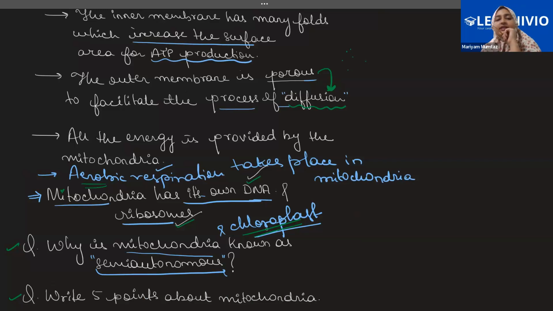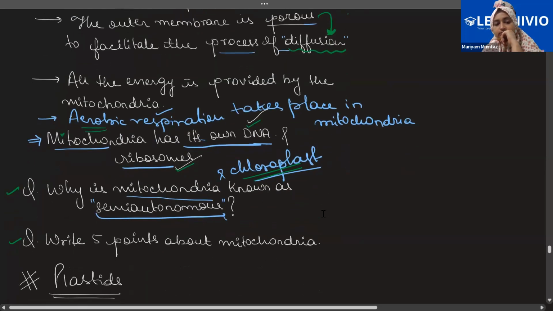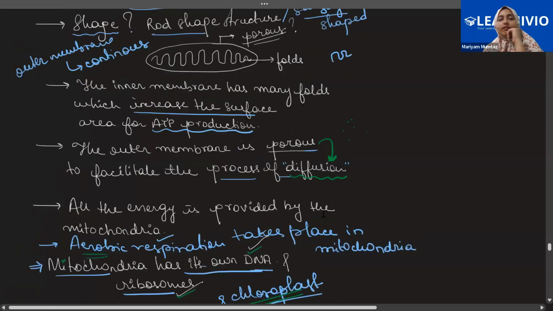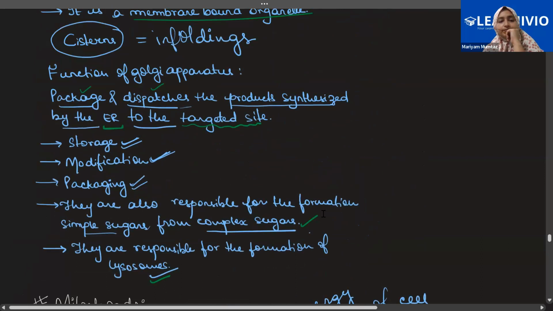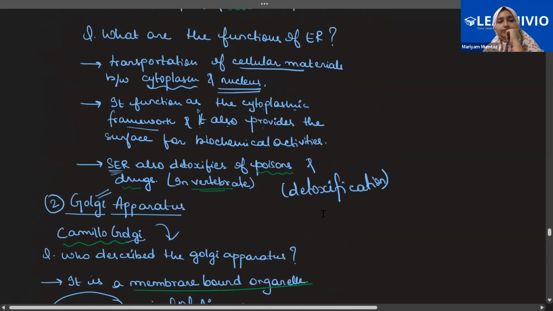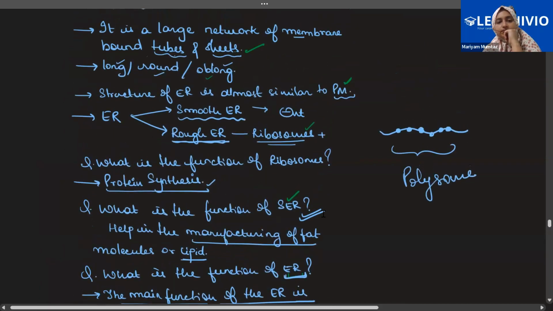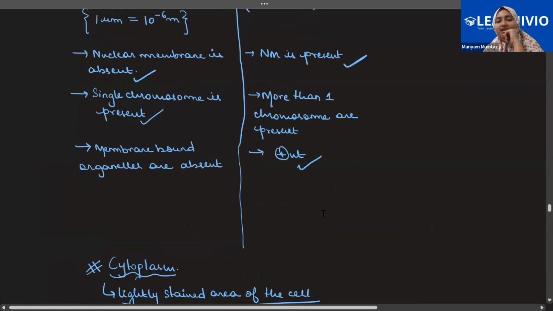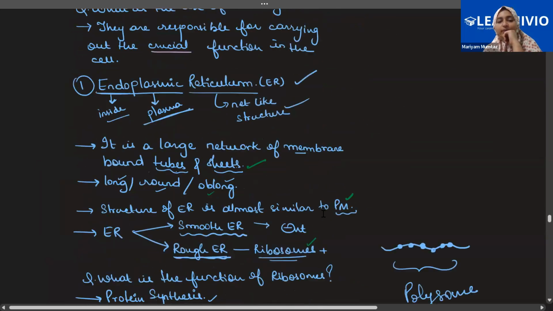Okay, tell me this thing. Who discovered Golgi apparatus? Camillo Golgi. Okay, very good. Good students, I'm very happy. You all are studying very nicely. Very good to all of you.